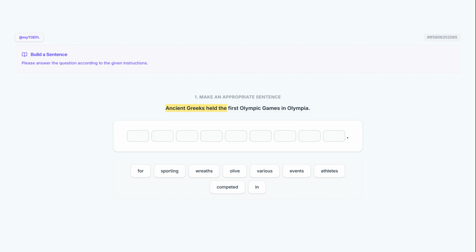Ancient Greeks held the first Olympic Games in Olympia. This context sentence introduces us to the historical origins of the first Olympic Games in Greece. Based on this information, we should expect the next sentence to describe specific details about the nature of the competition or what the participants received. Now, let's arrange our scrambled words to form the correct sentence.